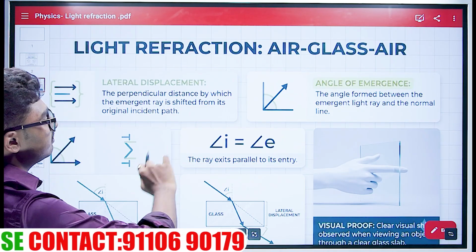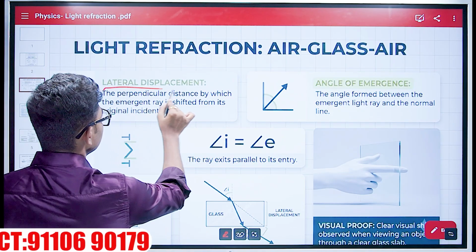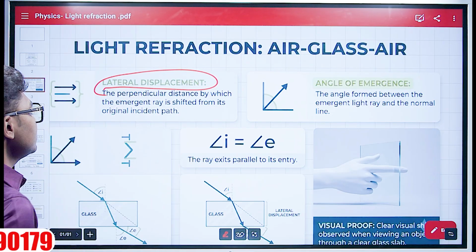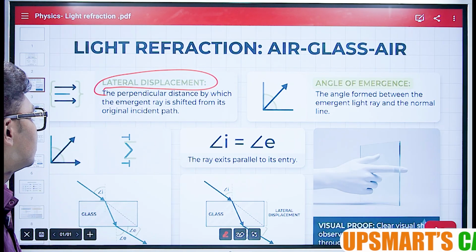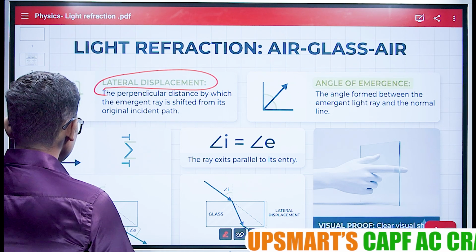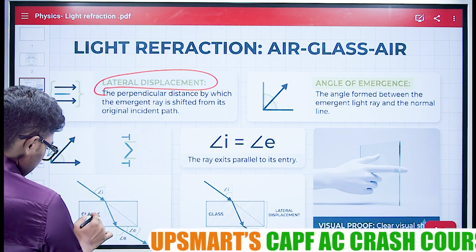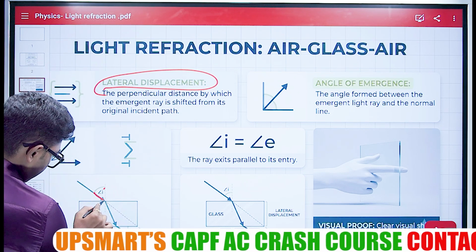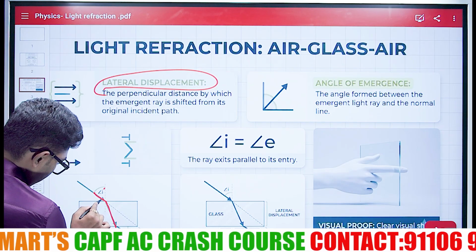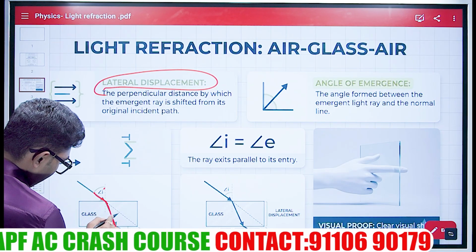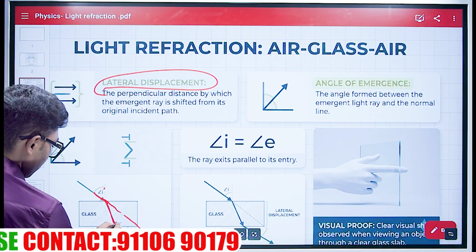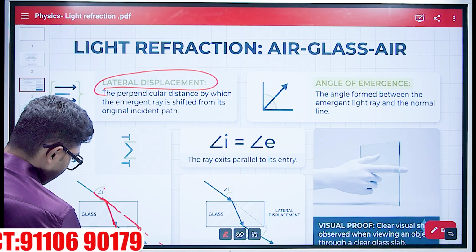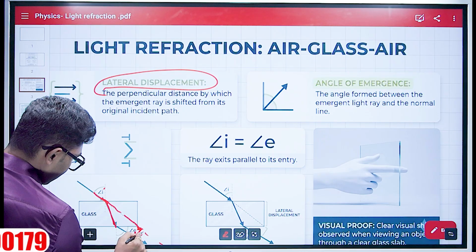Light refraction from air to glass. Lateral displacement is the perpendicular distance by which the emergent ray is shifted from its original incident path. See, there is shifting. It bends towards the normal, and this is the straight path which it might have traveled. So this distance is called the lateral displacement.